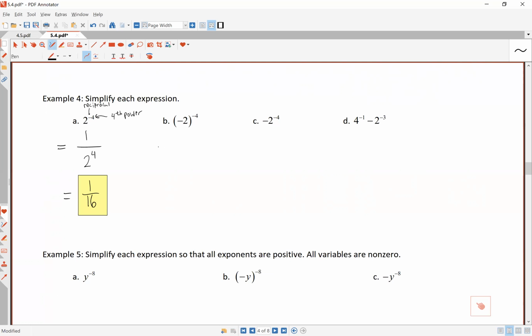Letter B, this is negative 2 raised to the negative fourth power. With the parentheses, the exponent sees the entire negative 2. So it puts the entire negative 2 in the bottom because of the reciprocal, and then to the fourth power. And when you have 4 negatives, it becomes a positive, and 2 to the fourth is 16, giving us 1 over 16.